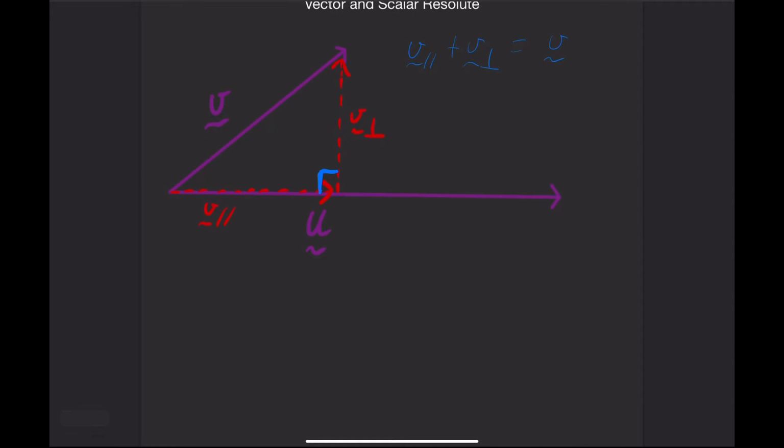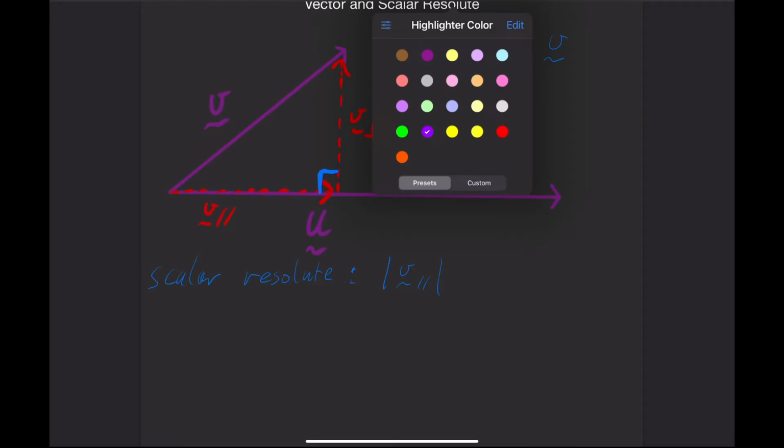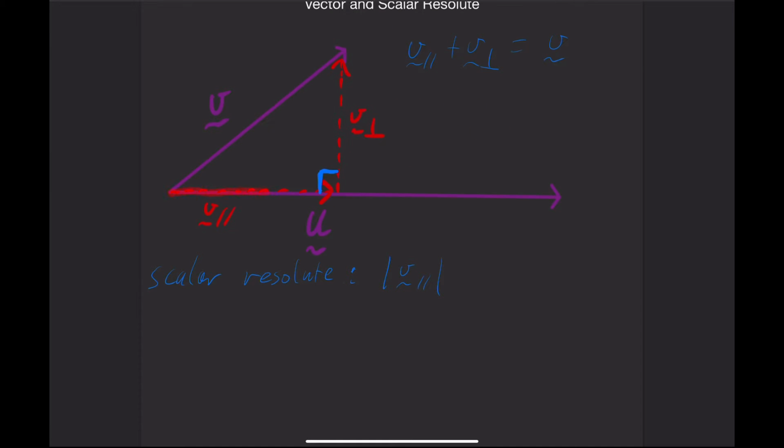So let's first find what's called the scalar resolute. And the scalar resolute can be written as the magnitude of the component of v that is parallel to u. So what we're finding here is the length of this line, for lack of a better word. So we want to find the magnitude of that vector.